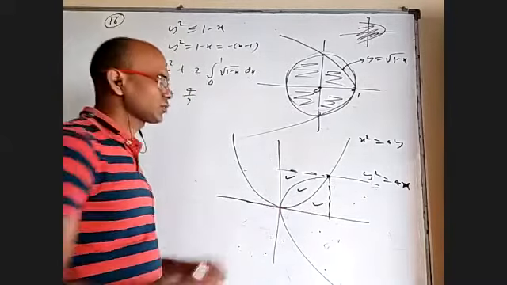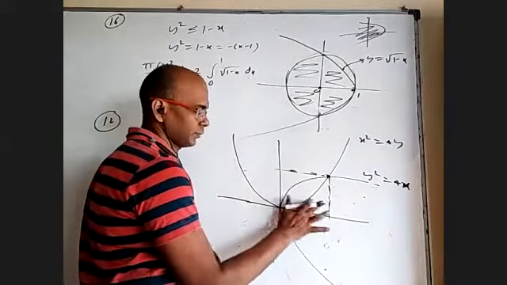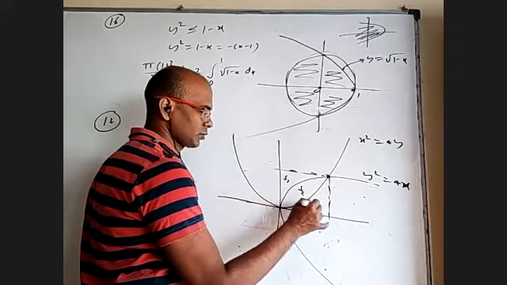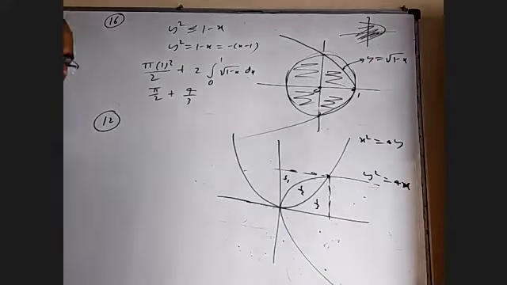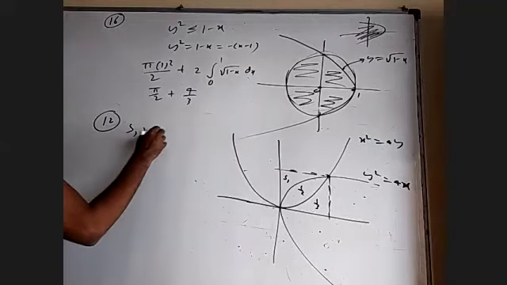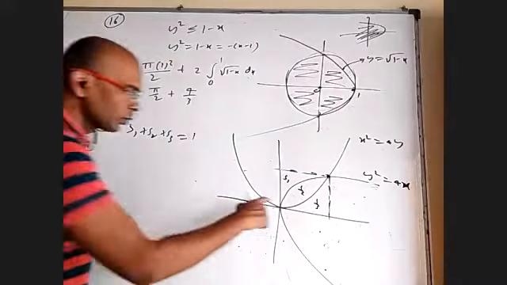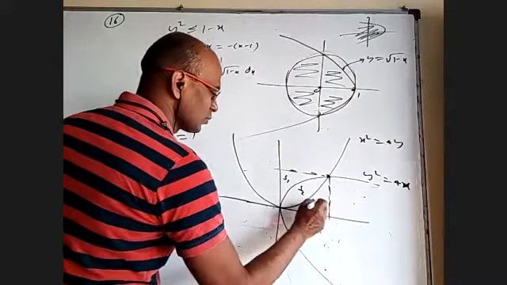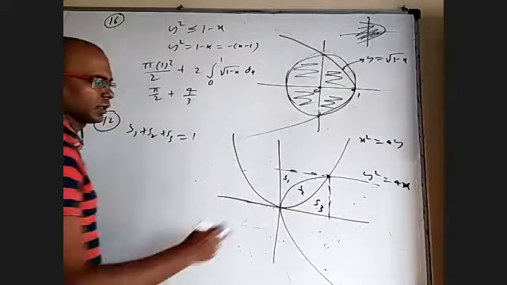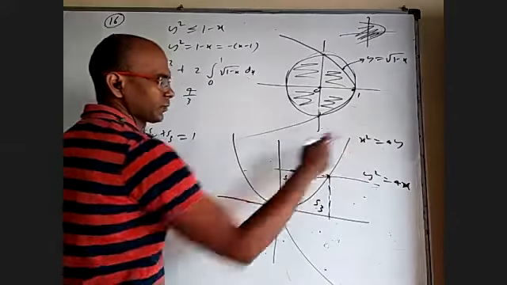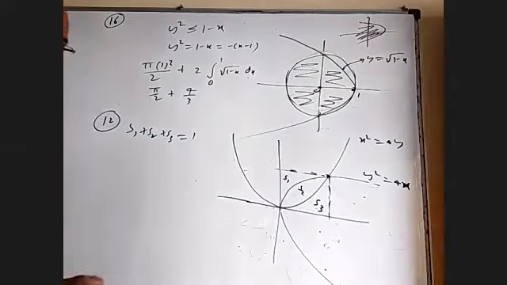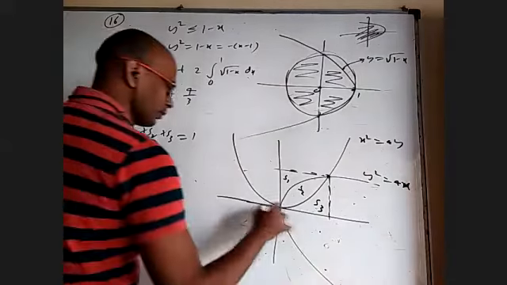They're asking about S1 is to S2 is to S3, but all are equal. S1, S2, S3, all are equal. Let us see why. First of all, S1 plus S2 plus S3 is 1 unit because that is a square. Only S3 is actually 1/3. We are going to prove that because that is the area under this parabola, x square equal to 4y, between 0 to 4.